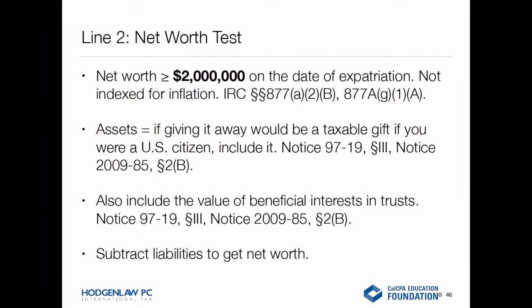Note that this number is not indexed for inflation. So this number has been the same for quite a long time. And you include all of your worldwide assets. Assets are defined as if you're giving it away, it would be a taxable gift if you were a US citizen. You also include the value of beneficial interests in trusts, and there are ways to calculate those, and you have to subtract your liabilities to get your net worth.